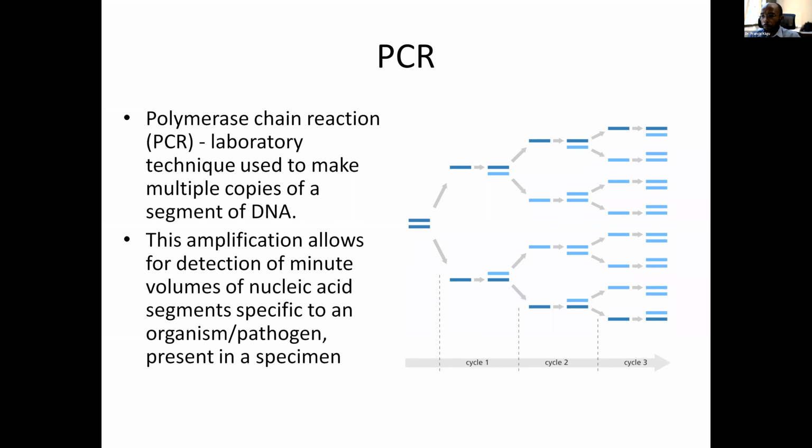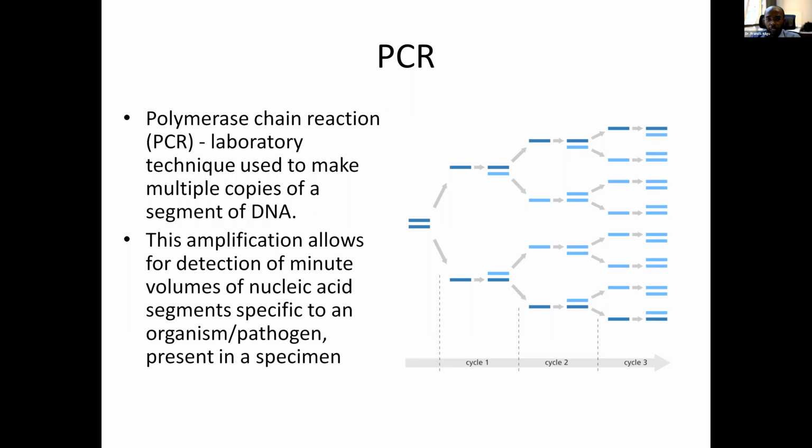So PCR, which is polymerase chain reaction, is a quite useful lab technique that allows us to make multiple copies of a segment of a DNA of interest. And this sort of amplification allows us then to detect very minute volumes of nucleic acid segments that are specific to a certain organism or pathogen present in a specimen.